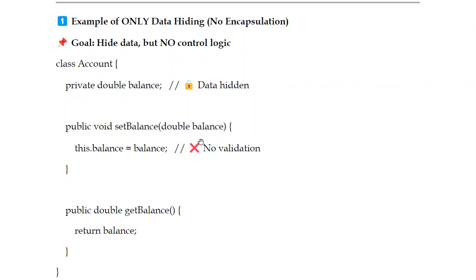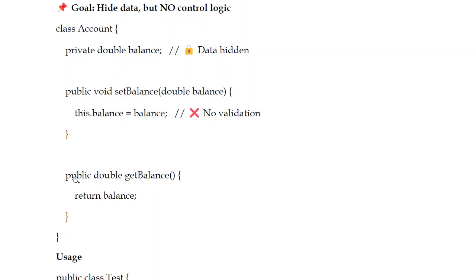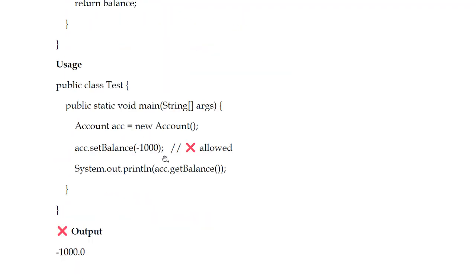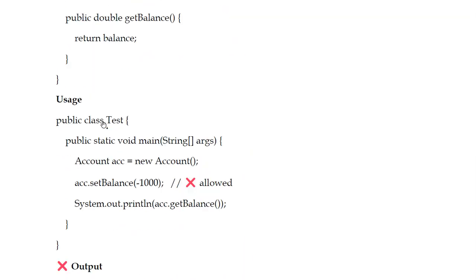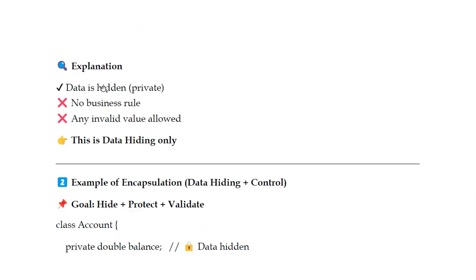Or if my original balance is 1,000, I can change it to 1 lakh. That is also possible here. So they can give a wrong value also. No validation, so minus 1,000 is allowed, updated and stored in the balance. You'll get the wrong output, minus 1,000. So data is hidden, yes, but there is no business rule. Any invalid values are allowed. We are not giving a balance condition like greater than zero.